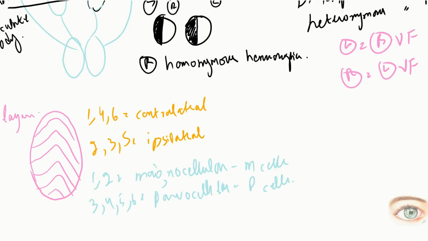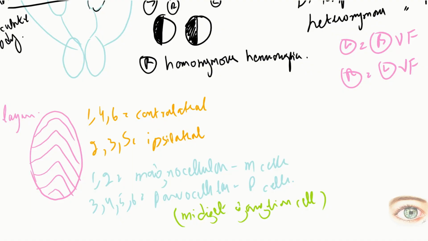Basically, they are carrying midget ganglion cell axons, right? So the information from the parvocellular cells is very precise, and it is responsible for color perception and depth perception, right?